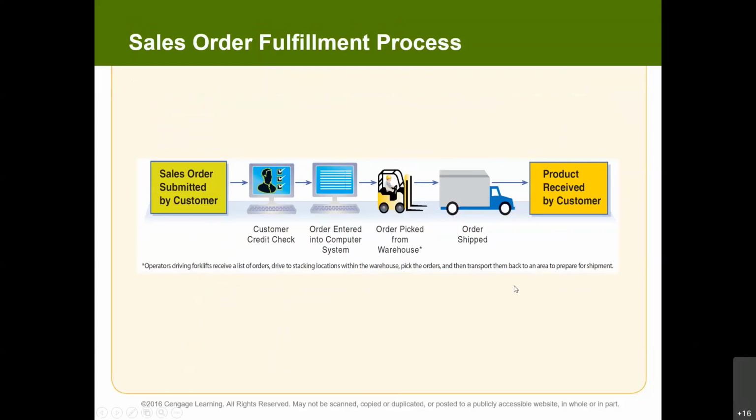So here's a nice graphical representation of this. We have our sales orders submitted by customers. We would check our customer's credit to determine whether to fulfill the order or not. The order gets into the computer system. Somebody in the warehouse picks the inventory from the warehouse, and then we ship the order to our customer. The product is received by the customer. All of this is the sales order fulfillment process. This is what that process looks like visually.